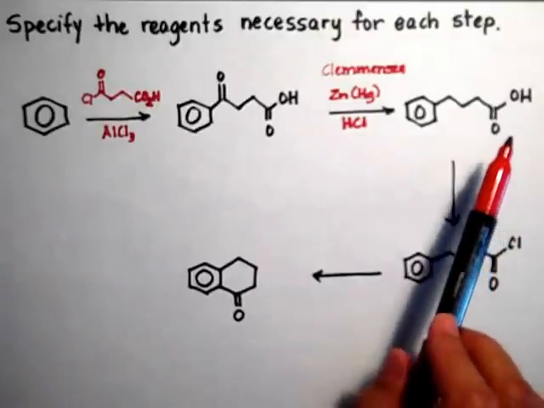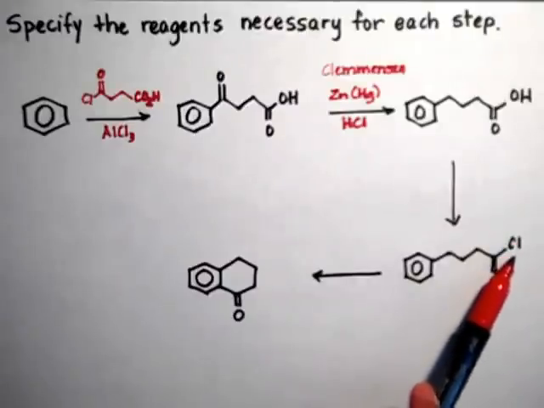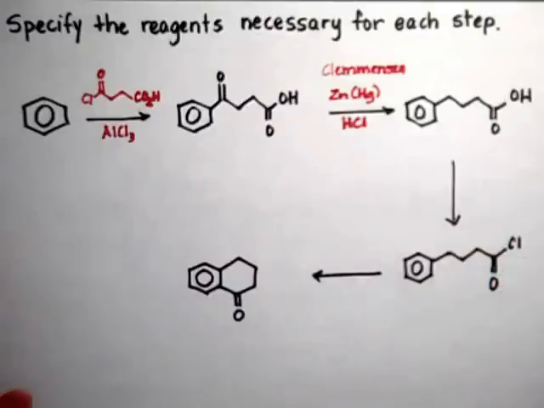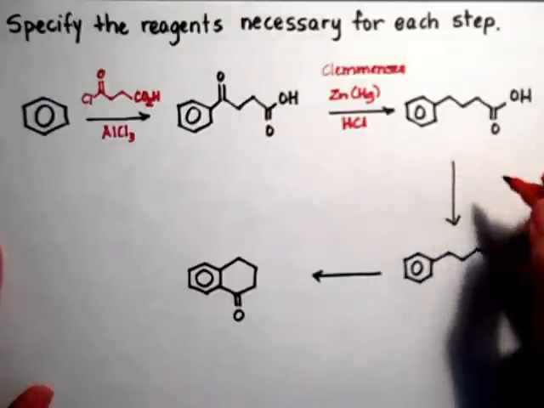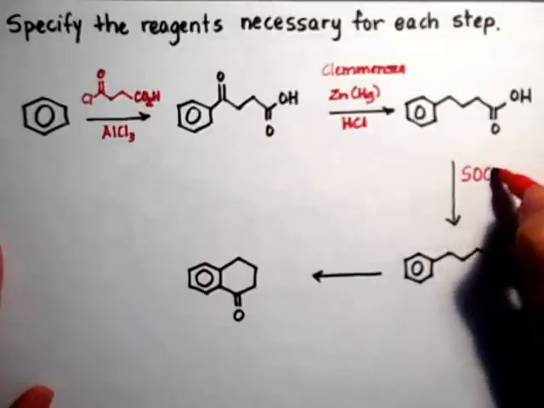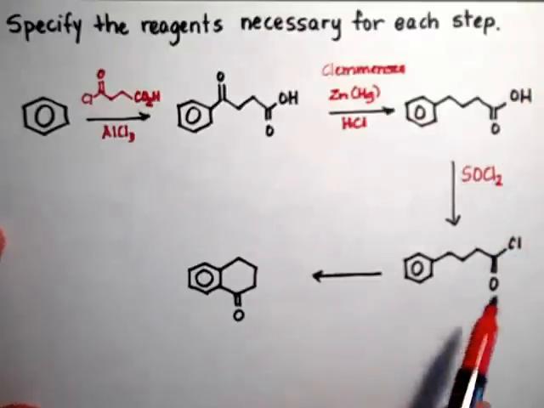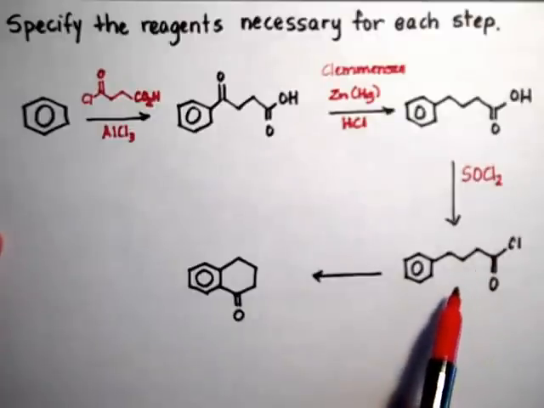Now, the next step, we're taking this OH of the carboxylic acid and we're just converting it to the chloride. There is one reagent that can do that with no trouble whatsoever, thionyl chloride, SOCl2. And the only thing that it's going to do is substitute the OHs. Whether it's from a carboxylic acid or an alcohol, it will take the OH and convert it to the chloride. This one is now an acyl halide.